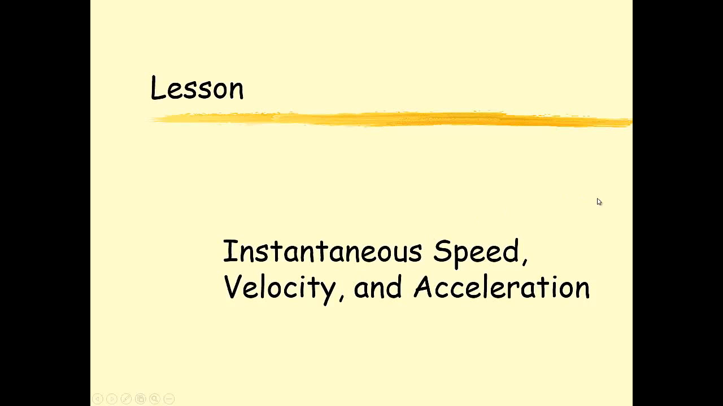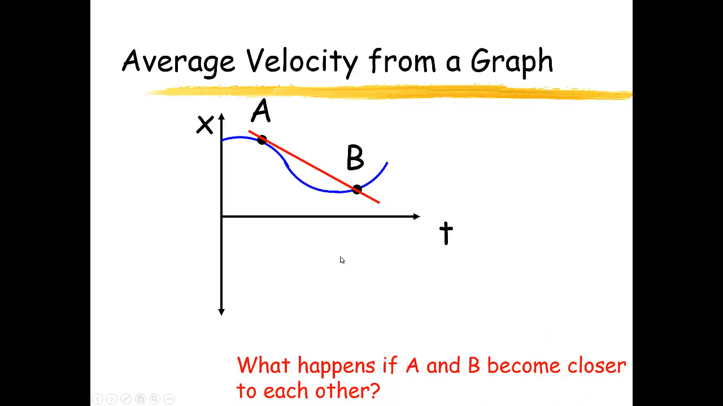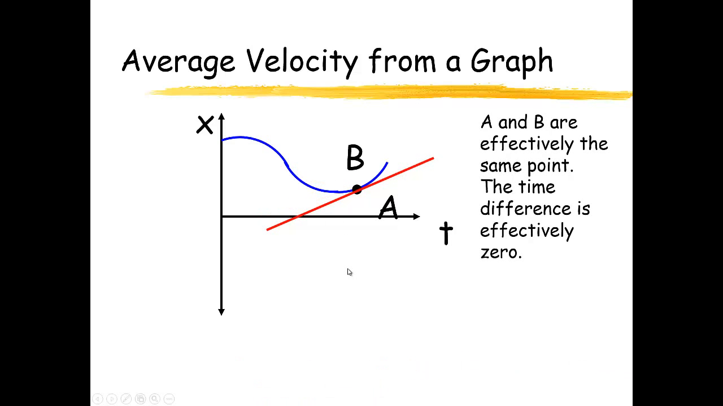Typically they want us to find instantaneous speed and instantaneous velocity. So remember from the average velocity between time A and time B, the slope is that connecting line. What happens if A and B become closer to each other? We can make them a little bit closer, and even a little bit closer, until we get to the point where A and B are effectively the same point.